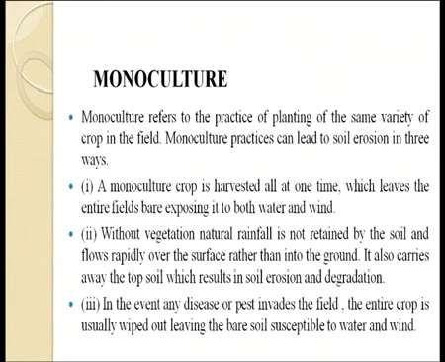A monoculture crop is harvested all at one time, which leaves the entire field bare, exposing it to both water and wind. Without vegetation, natural rainfall is not retained by the soil and flows rapidly over the surface rather than into the ground. It also carries away the topsoil, which results in soil erosion and degradation. In the event any disease or pest invades the field, the entire crop is usually wiped out, leaving the bare soil susceptible to water and wind.